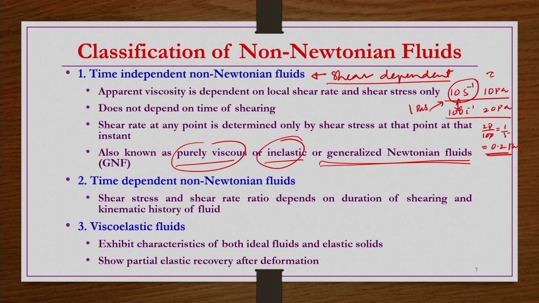Okay. So, broadly we have three categories of non-Newtonian fluids. The first category is the time independent non-Newtonian fluid, also known as the shear dependent non-Newtonian fluid. The second category is the time dependent non-Newtonian fluids, where the apparent viscosity of the material not only depends on the shear rate, but also on the duration of the shearing. And the third category is the material which also has partial elastic behavior, in addition to the viscous flow behavior, viscous deformation behavior.